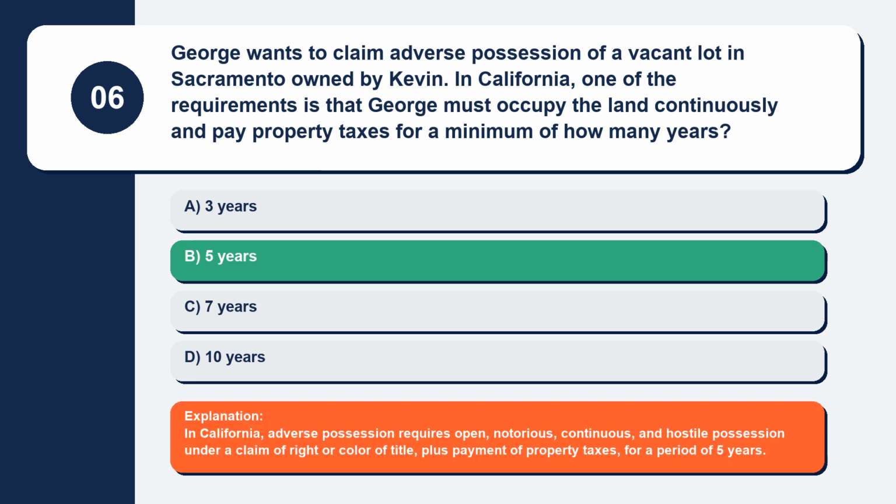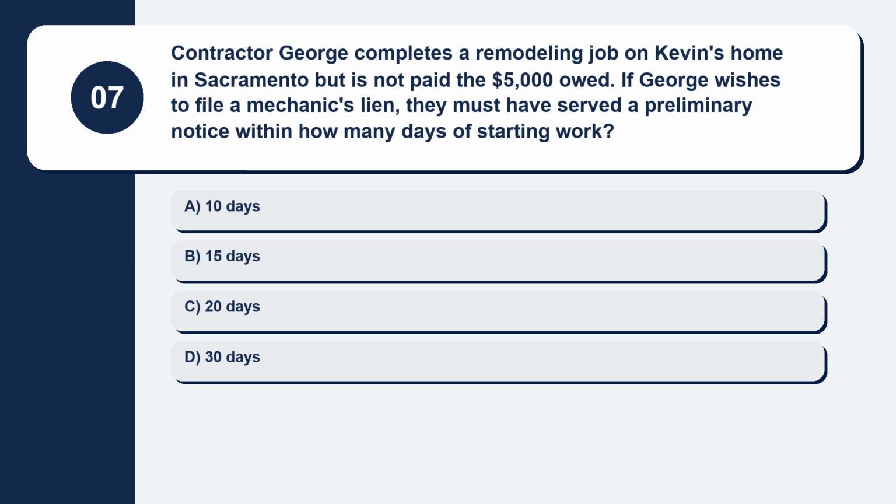Explanation. In California, adverse possession requires open, notorious, continuous, and hostile possession under a claim of right or color of title, plus payment of property taxes, for a period of 5 years. Question 7. Contractor George completes a remodeling job on Kevin's home in Sacramento but is not paid the $5,000 owed. If George wishes to file a mechanic's lien, they must have served a preliminary notice within how many days of starting work? Here are your options.